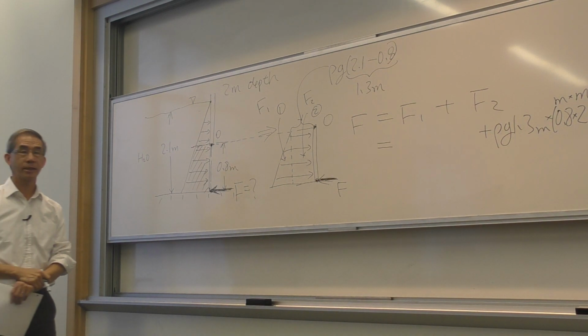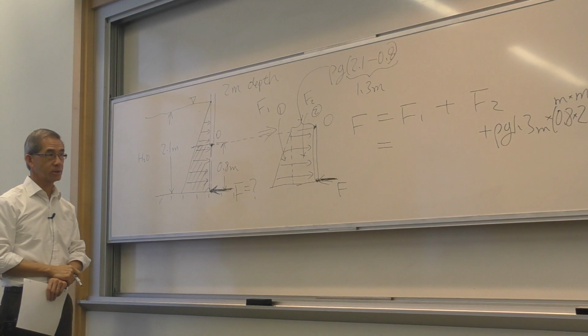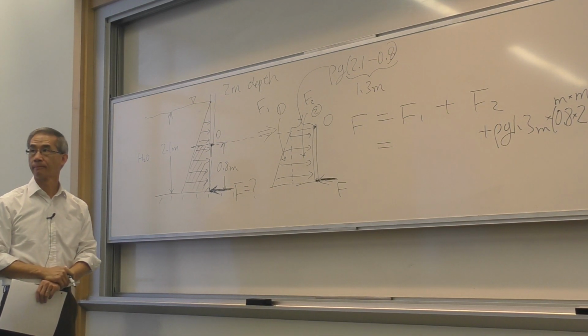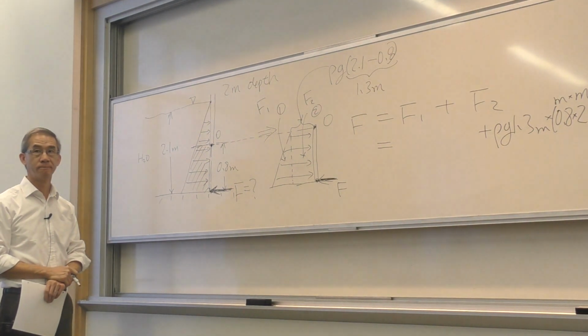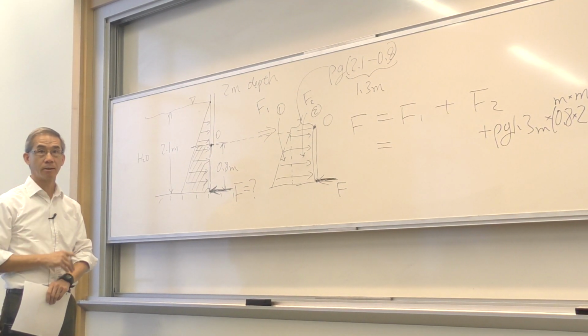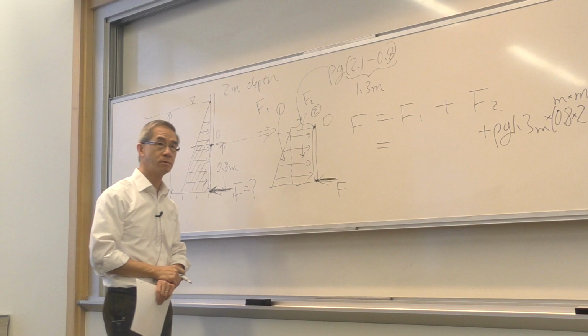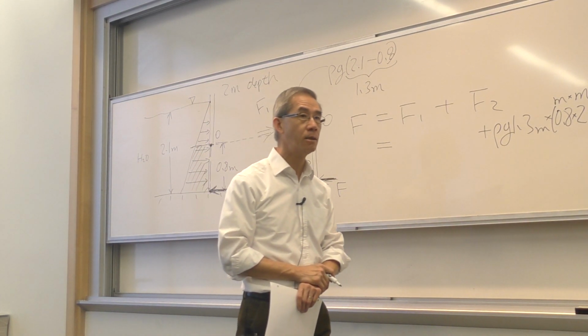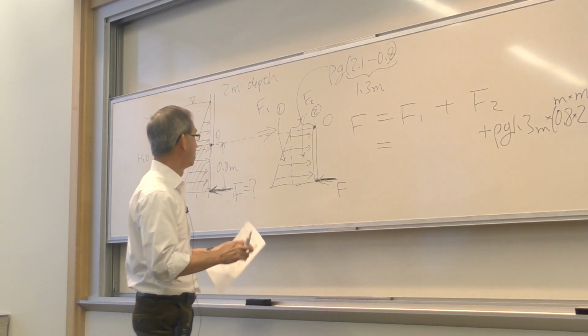Questions? Okay, now comes the more challenging part, which is the triangle, which is the pressure prism. Yes? I'm just so confused why the height isn't just 0.8, like why it's 1.3.